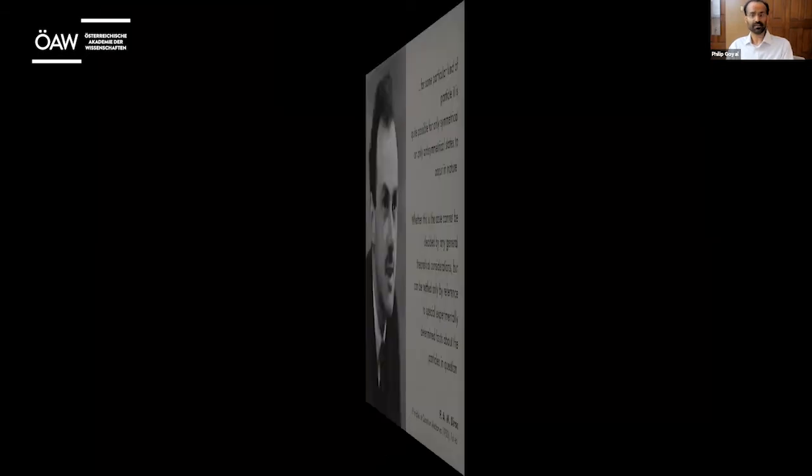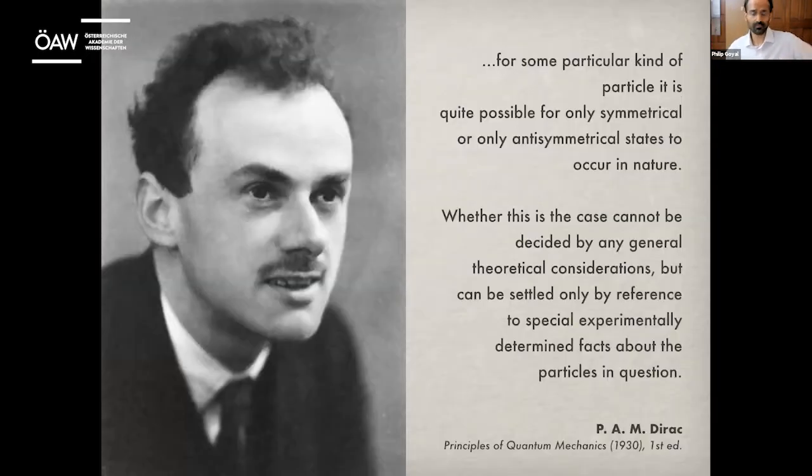So for example, Dirac, in 1927, became aware that his argument of redundancy fails to generalize to more than three particles. This became clear through a paper by Wigner. And in 1930, he falls back to essentially a completely different justification for the symmetrization postulate. He says, for some particular kind of particle, it is quite possible for only symmetrical or anti-symmetrical states to occur in nature. Whether this is the case cannot be decided by any general theoretical considerations; it can be settled only by reference to special experimentally determined facts. Okay, so he's now saying this is essentially empirical in nature.